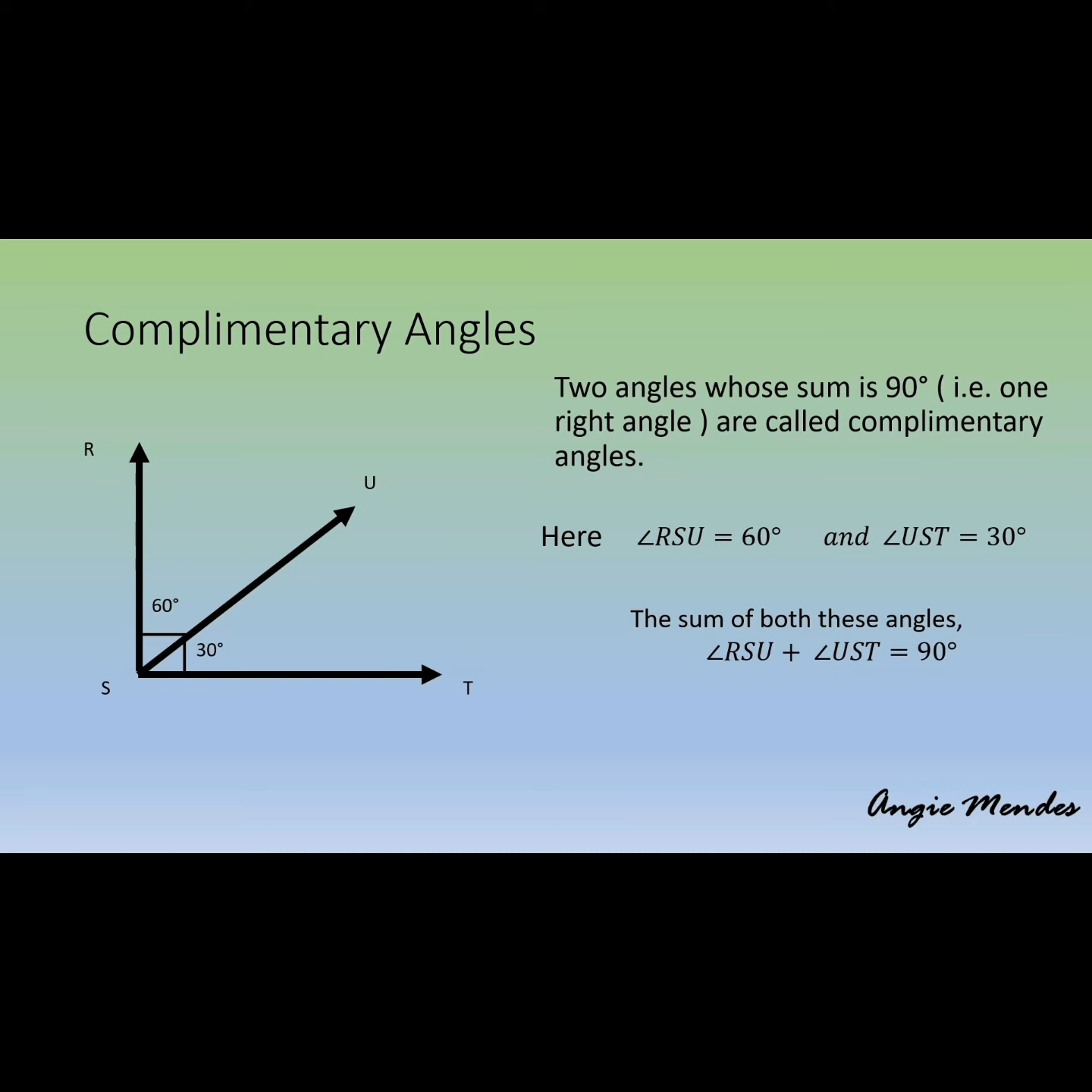Now that you are familiar with the parts of a protractor and how it can be used to measure or draw angles, here is something even more interesting to learn. Did you know that if the sum of two angles adds up to 90 degrees, then they are called complementary angles? Let's take a look.